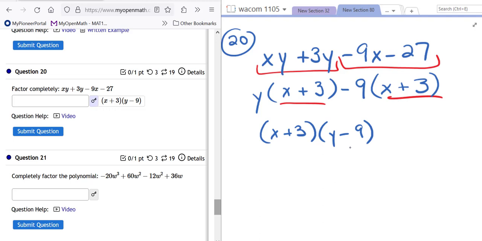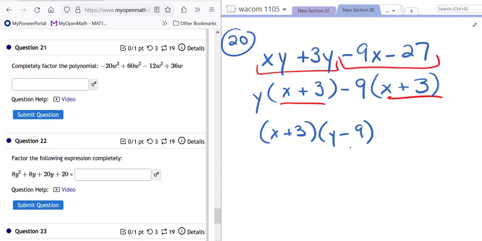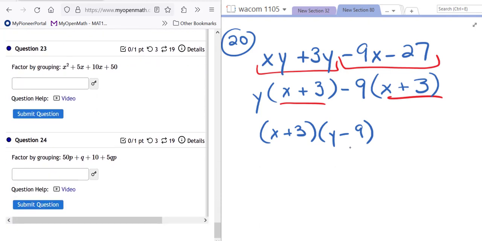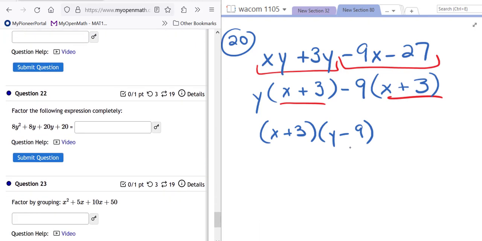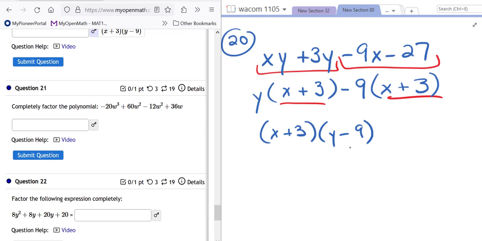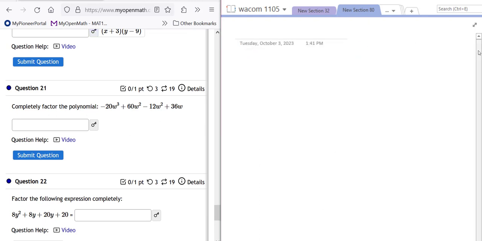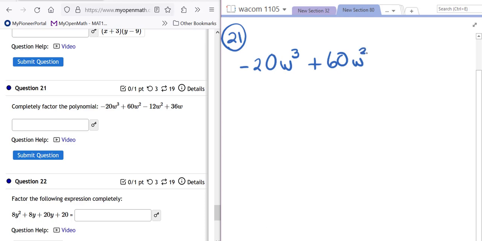All right, let's see. We'll look at that one. That one's a mess. 21. Let's look to see if there's another one with a minus. All right. So, which one did I say? This one. This one, it has a common factor to begin with. So you should take that out, the GCF factoring. So we have negative 20w cubed plus 60w squared minus 12w squared.